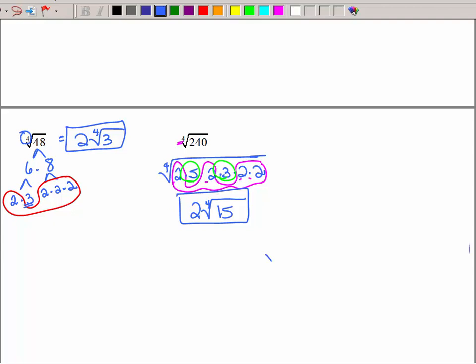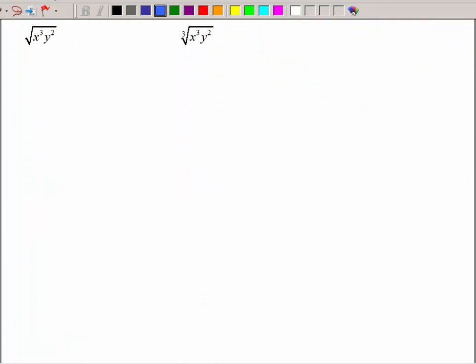Now that's pretty easy. Those are with numbers. The next thing we're going to look at are the same thing except with variables. So you see we have the same problem, but not quite. One's a square root, one's a cube root. So what are we going to do? Square root, we look for pairs.